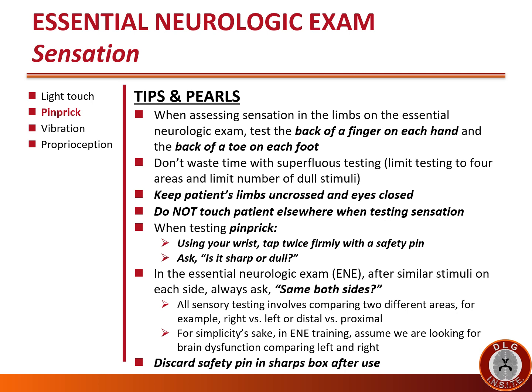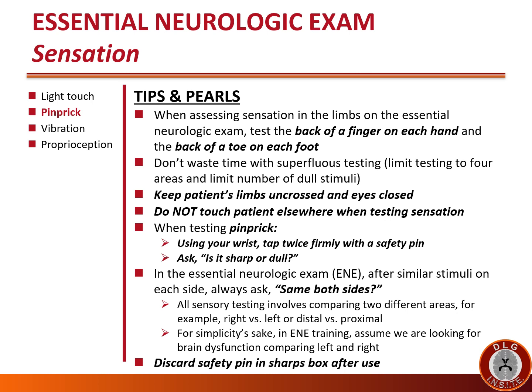Tips and pearls, sensation, pinprick. When assessing sensation in the limbs on the essential neurologic exam, test the back of a finger on each hand and the back of a toe on each foot. Don't waste time with superfluous testing. Limit testing to the 4 areas and limit the number of dull stimuli. Keep the patient's limbs uncrossed and eyes closed. Do not touch the patient elsewhere when testing sensation.